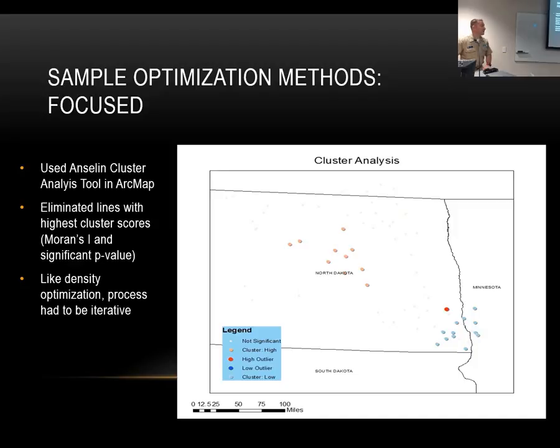So one thing I would definitely want to avoid is removing the outliers. Those are the ones that probably either provided the best data or there was something wrong with the line, but I certainly wouldn't want to get rid of them. I would want to get rid of the lines that all tended to band together. Like the density optimization process, this had to be iterative, meaning I had to run it once, remove a line, run it again to remove the next line, so I didn't remove a whole cluster at once.